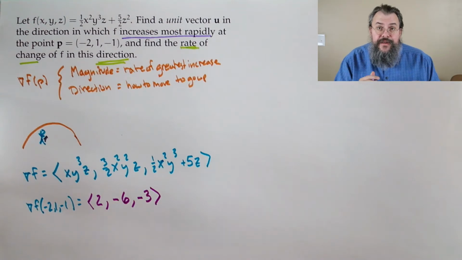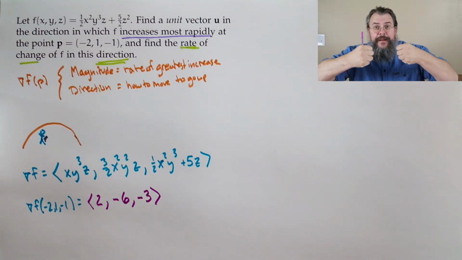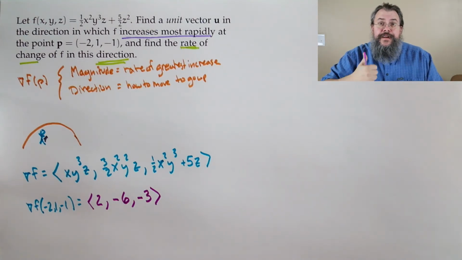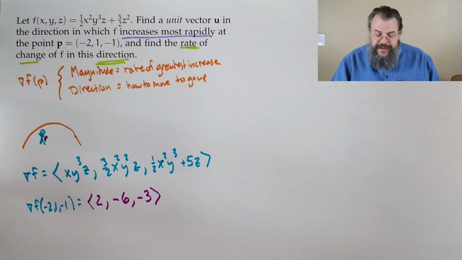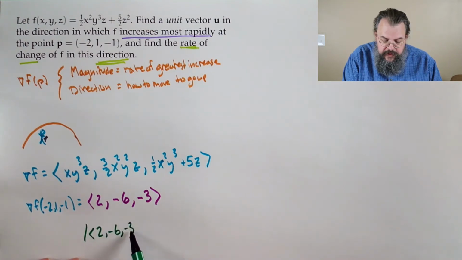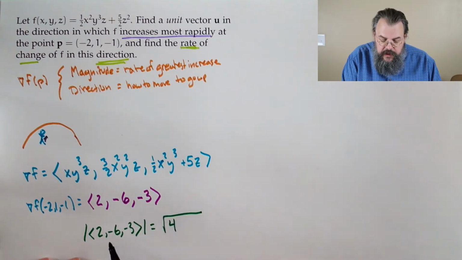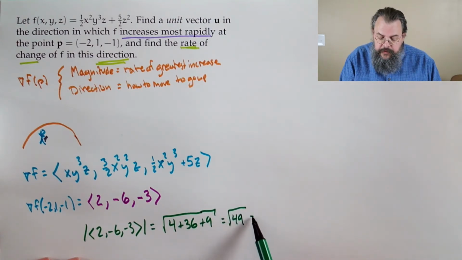2, negative 6, 3. Now, what we need to do is really take that and pull it into its two parts, the magnitude and the direction. So here we go. Let's start with the magnitude first. So the magnitude of 2, negative 6, negative 3, well, that would be the square root of 2 squared, 4, negative 6 squared, 36, negative 3 squared, 9. 4 plus 36 plus 9, that makes the square root of 49, which is 7.